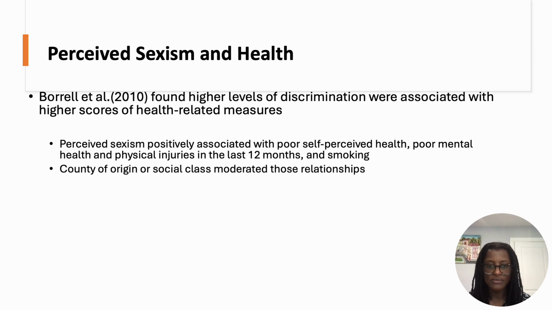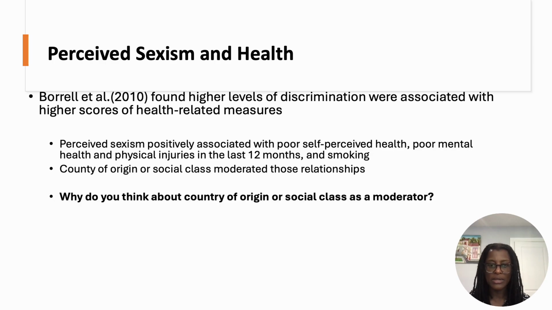They also found that the relationship between perceived sexism and these outcome measures, including poor mental health and smoking rates, varied by country of origin as well as social class. So what do you think about these moderators? As you may remember, moderators explain an interaction effect among variables. So think about the relationship between variables A and B varying at the level of variable C.